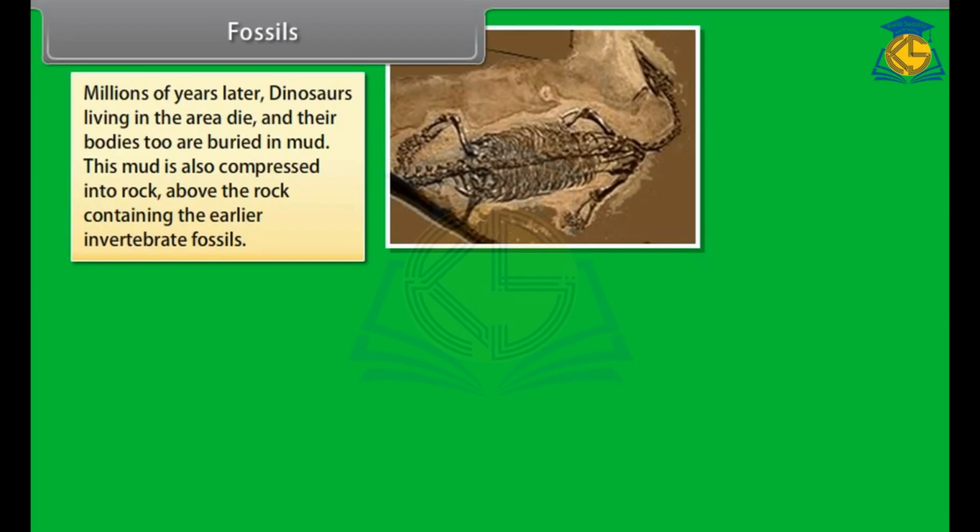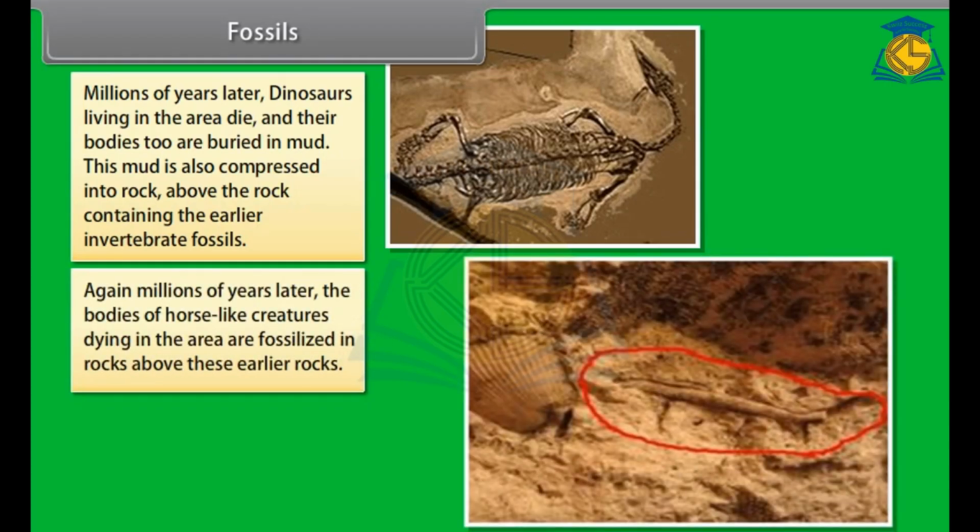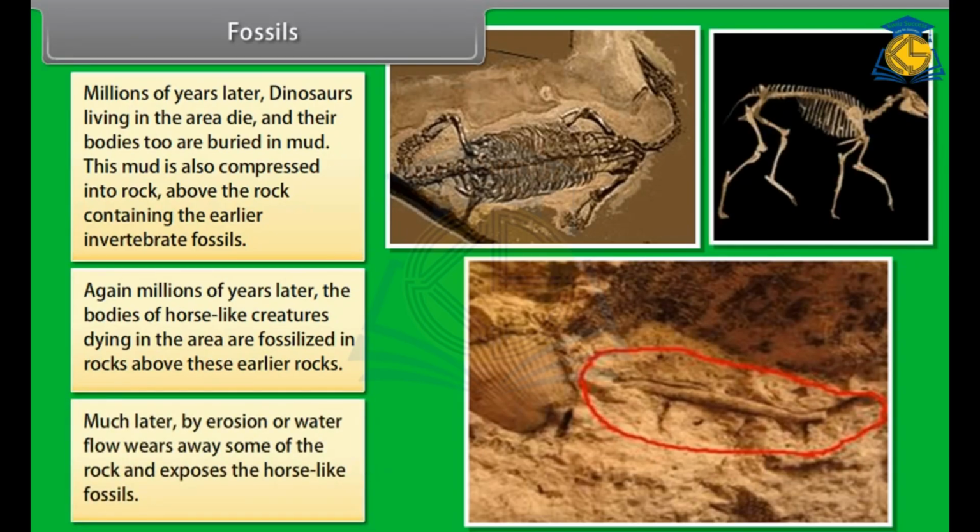Millions of years later, dinosaurs living in the area die and their bodies too are buried in mud. This mud is also compressed into rock above the rock containing the earlier invertebrate fossils. Again, millions of years later, the bodies of horse-like creatures dying in the area are fossilized in rocks above these earlier rocks. Much later, by erosion or water flow, wears away some of the rock and exposes the horse-like fossils.